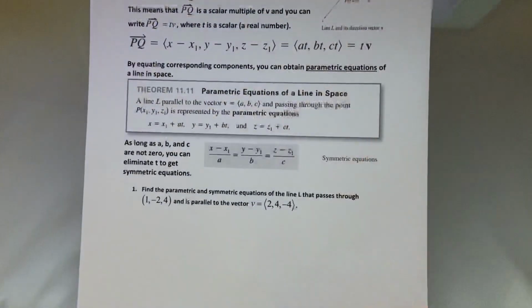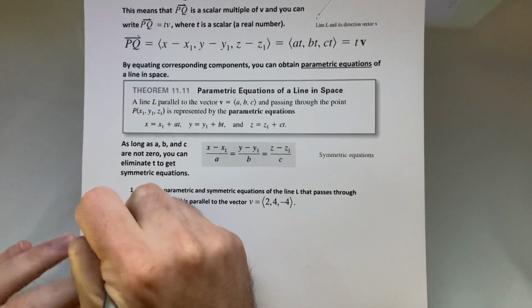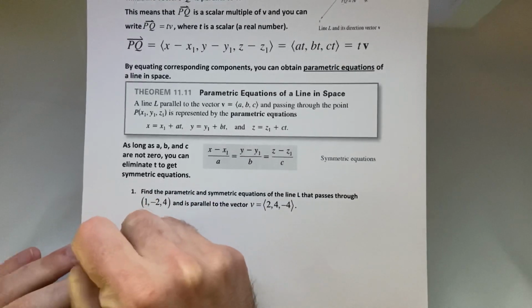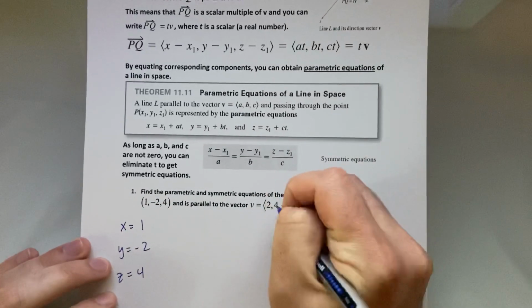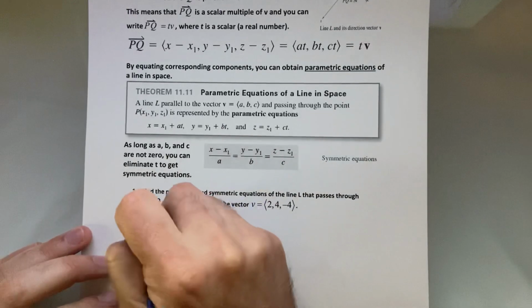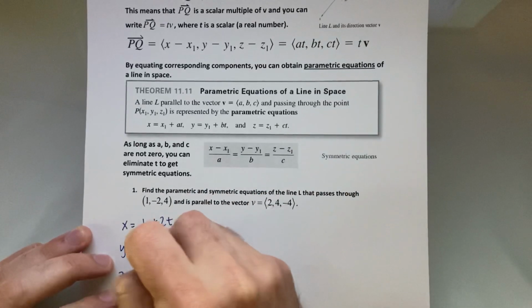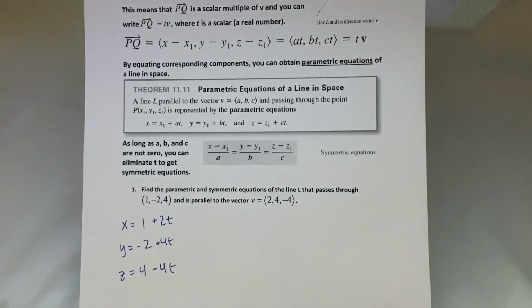So find the parametric and symmetric equations of the line L that passes through 1, negative 2, 4, and is parallel to the vector 2, 4, negative 4. Well, it's quite simple: you take the point, and those are the constants. So x equals 1, y equals negative 2, z equals 4. And then it's plus the vector times time. So plus 2t, plus 4t, and z equals 4 minus 4t.